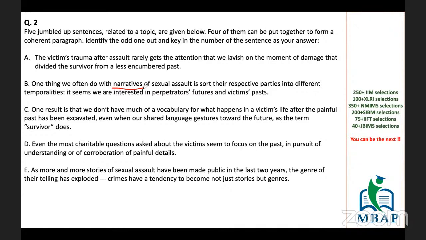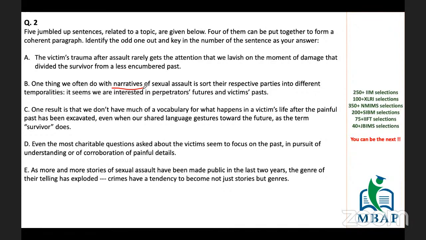We definitely cannot describe that painful act. We can dig it in, okay, but actually we cannot pay little attention to it. We cannot feel it. Can we? No, right? So basically, we don't have a proper vocabulary for that. It basically says that we don't have much to say about what happened in the victim's life after the painful past has been dug in. It means we just keep scratching it.